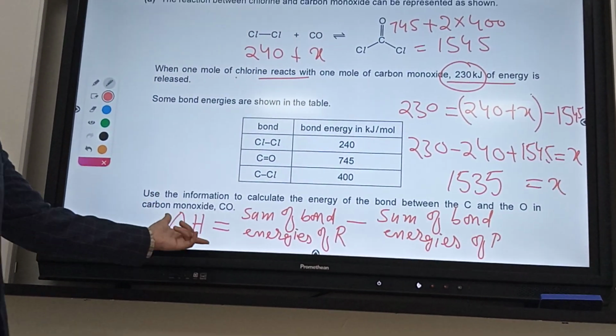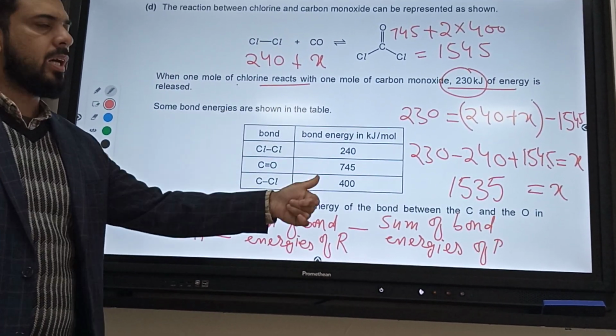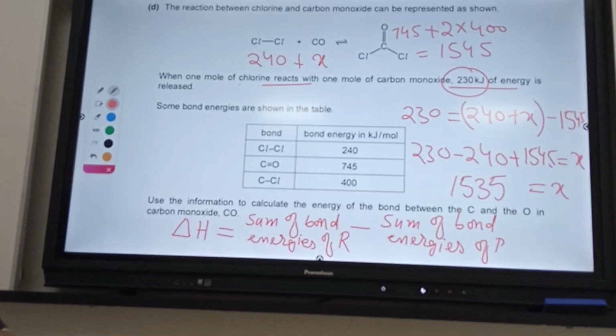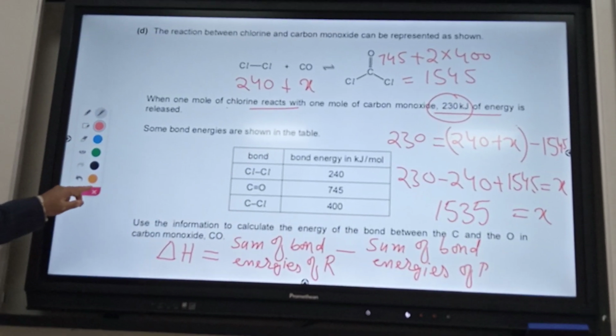Okay, this is the main formula. Just put the values of reactant and product, and you can get the correct values. Understood?